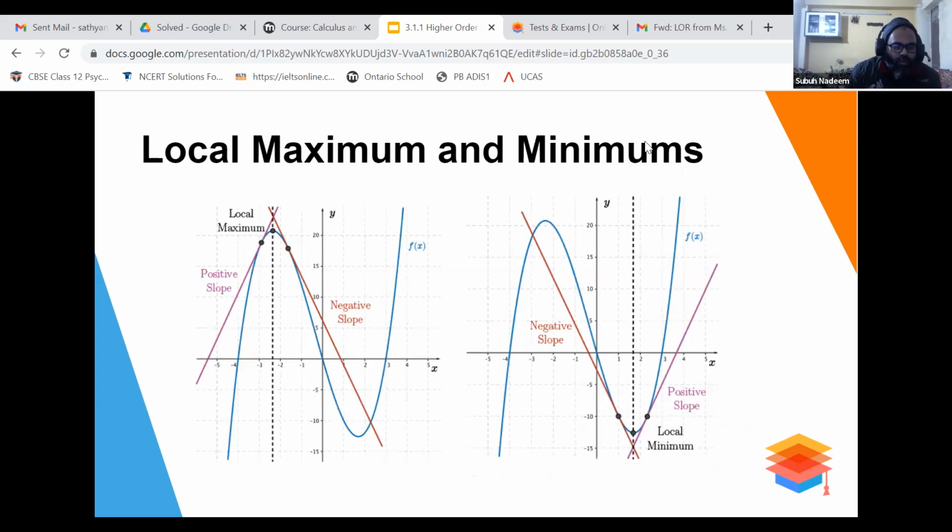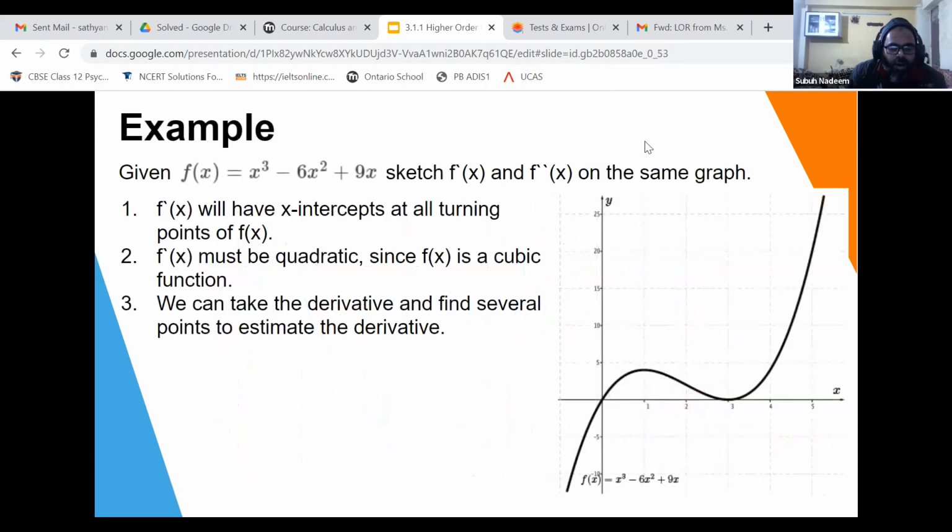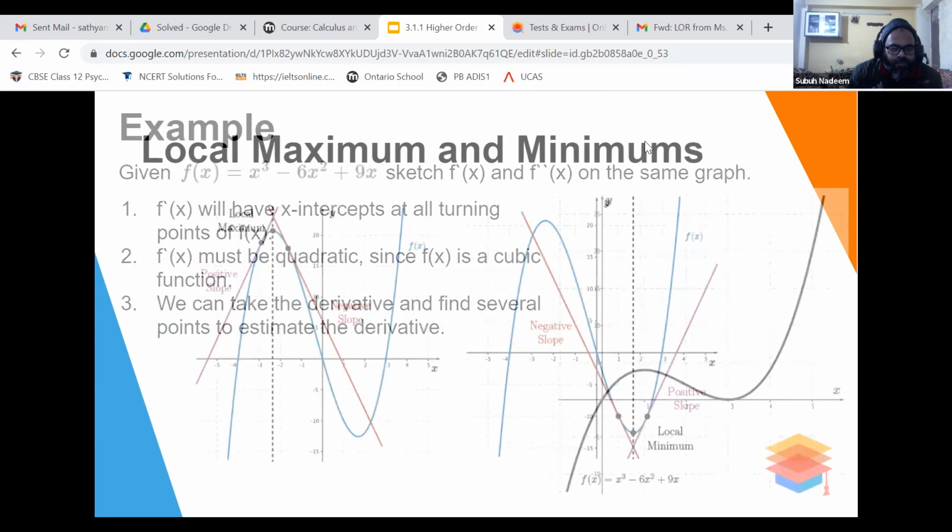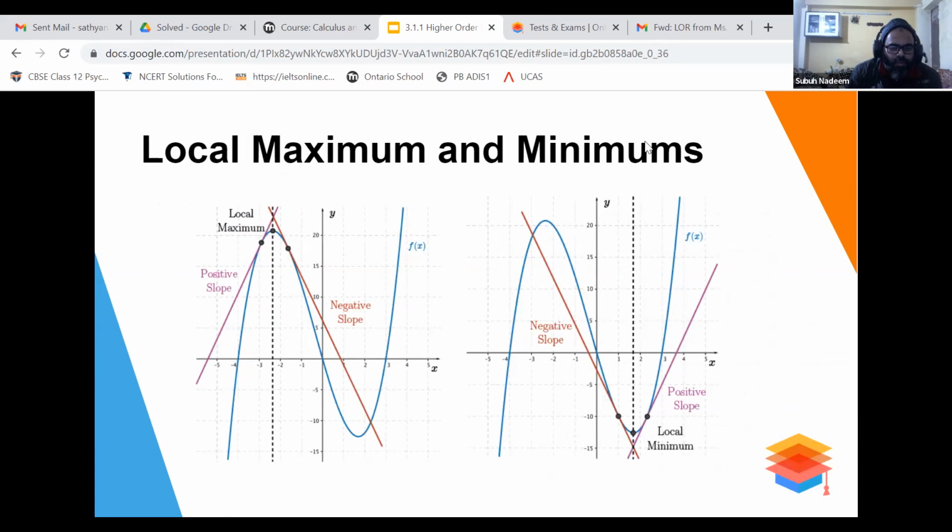Further, local maximum and local minimum. Can you go to the previous one? So here, local maximum and local minimum, I'll explain from this curve first.